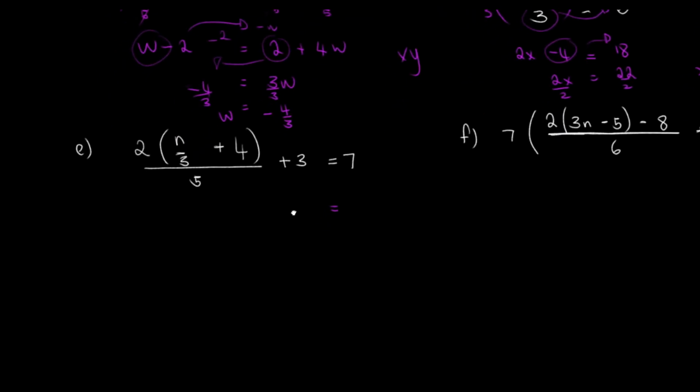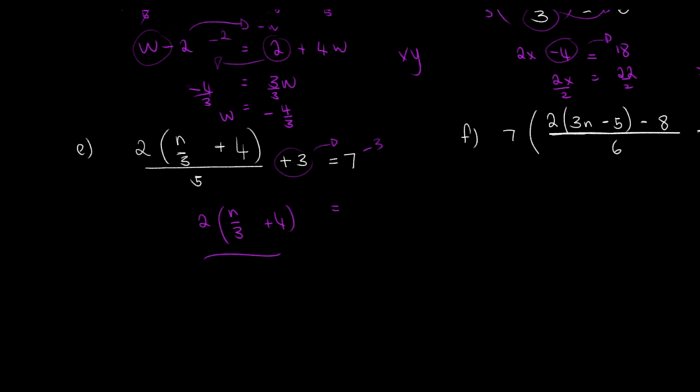Okay, so step 1. I want to get rid of this 3, right? I can get rid of the 3 by transferring it to the opposite side. It becomes 7 minus 3, so now I'm left with 2 and minus 3 plus 4 divided by 5 is equal to 4.